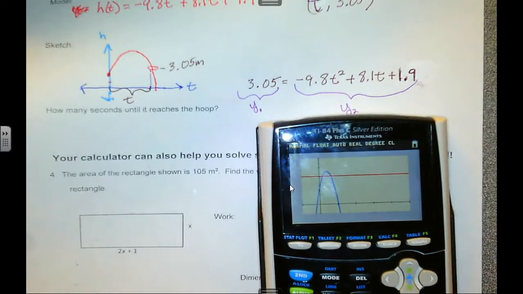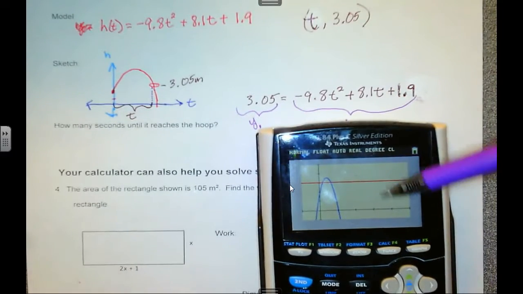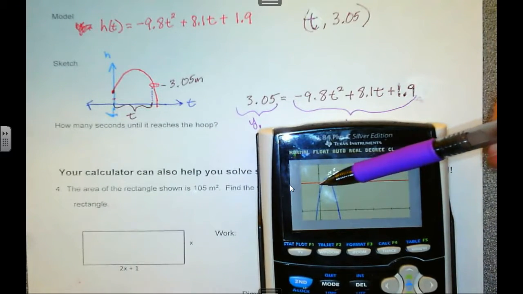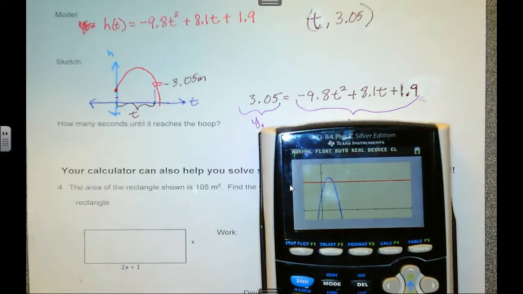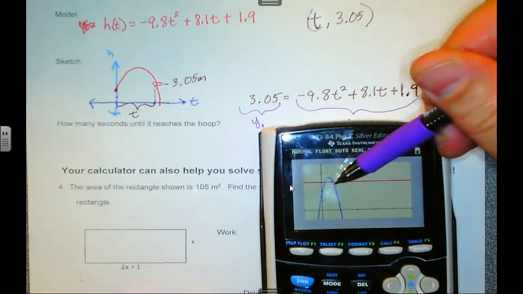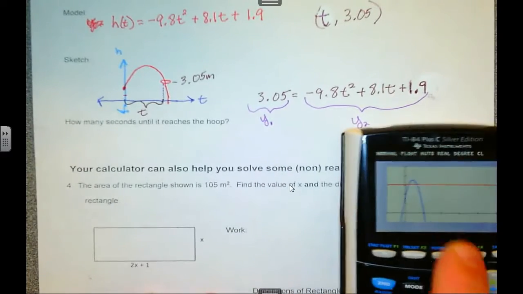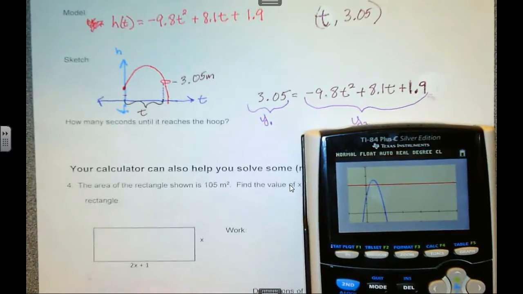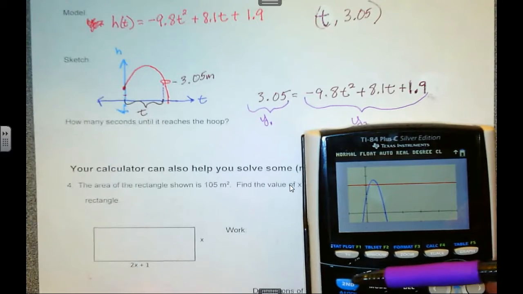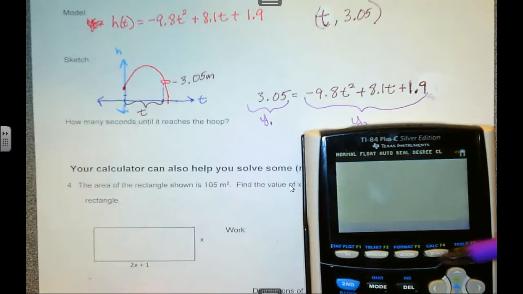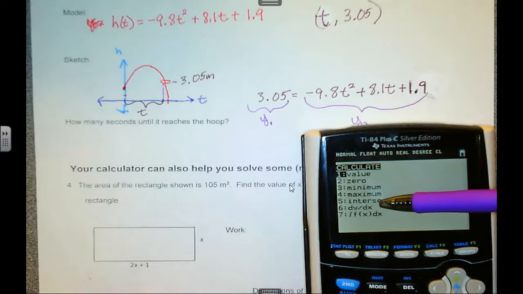Okay. Now this line represents where these two meet. Now I don't want the first intersection, do I? Because your basketball actually has to travel and then it goes in, right? So I need the second point of intersection here. Comprendes? So I'm going to go back to calculate. I'm going to hit my second button, trace, and I want an intersect point. So I'm going to scroll down to intersect and hit enter.